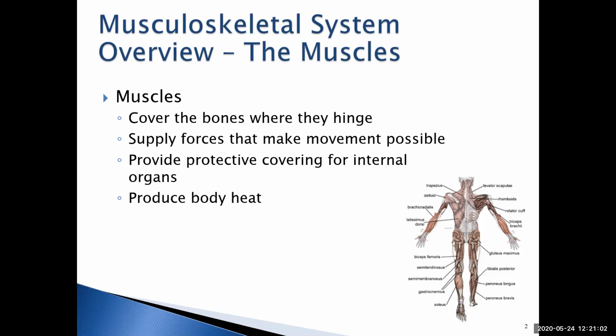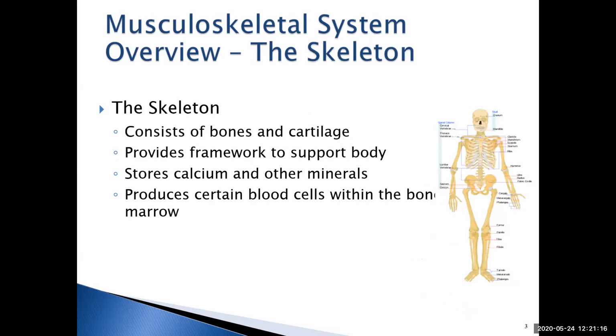Muscles will cover the bones where they hinge to keep them together. They supply forces that make the movement possible in your body, and it also helps protect internal organs and helps produce body heat. Your skeletal system is going to help support and shape the body. It has bones and cartilage. It stores calcium and other minerals, phosphorus, lipids. It produces certain blood cells within the red bone marrow system.